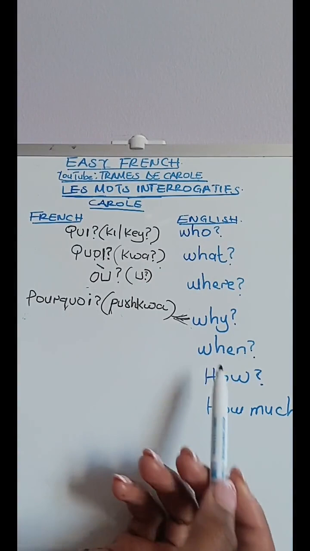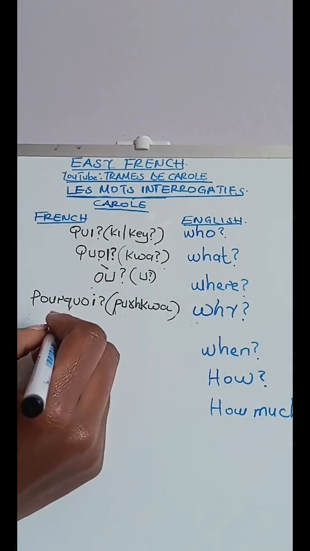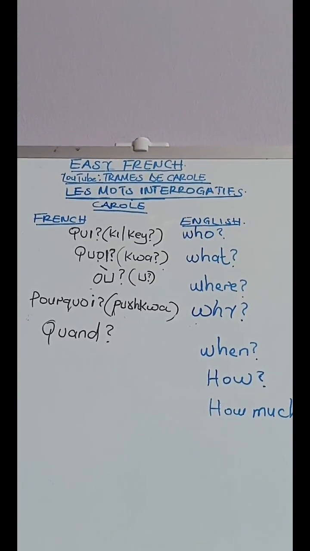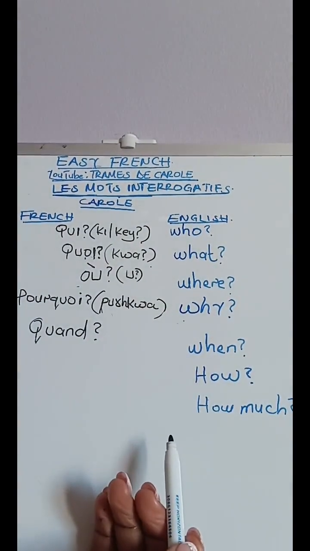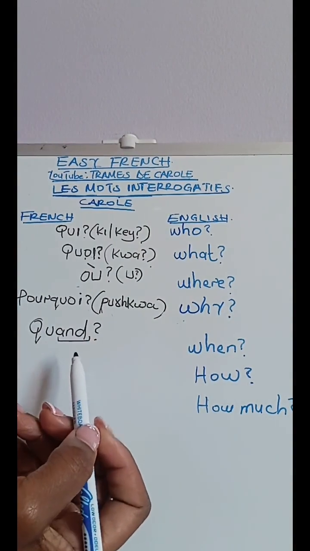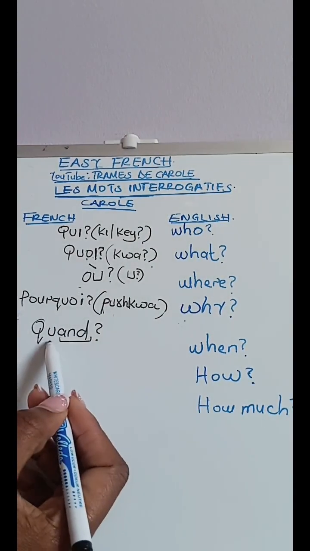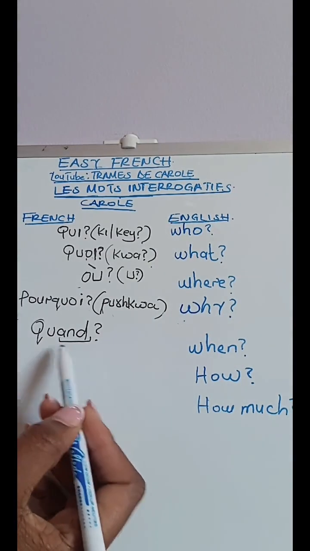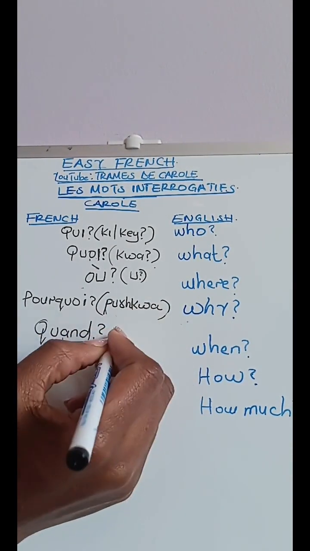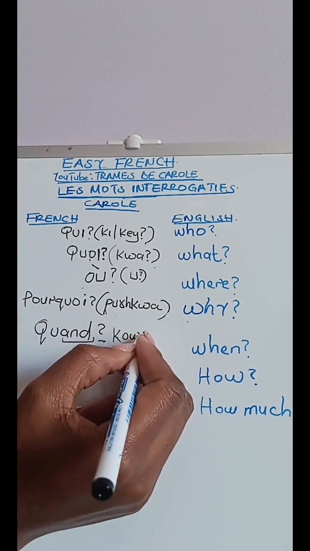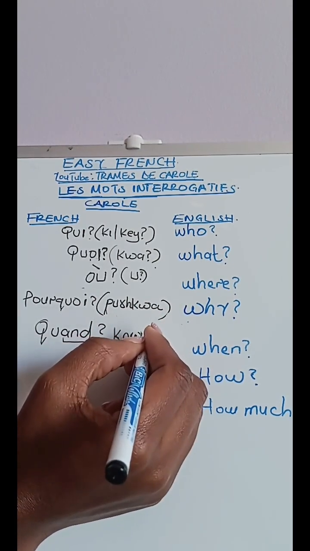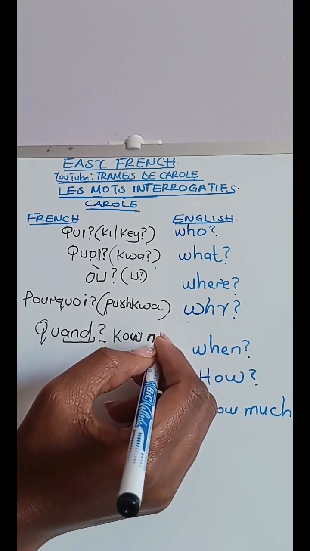So how do we say when? Voila. Everyone who has written has gotten it. When is quand? So quand. These three last words are read as on, Q-U-A-N-D. This is read as quand. You have an N here, but you don't really read it, okay?